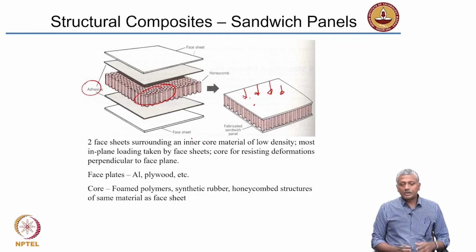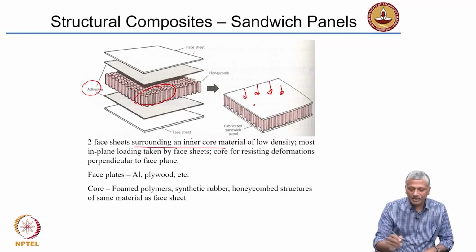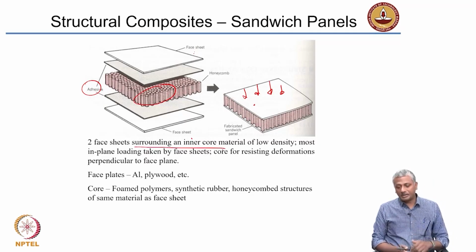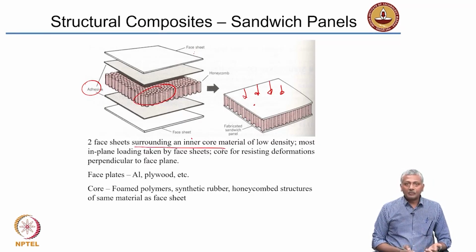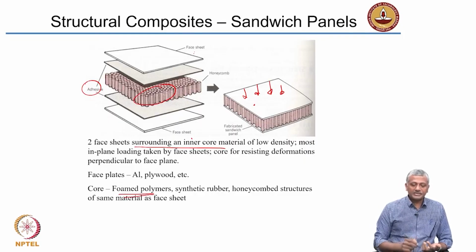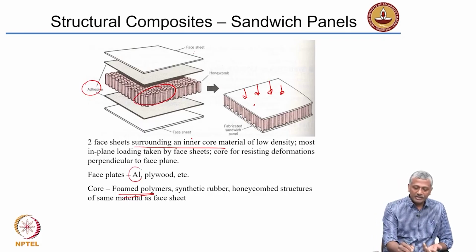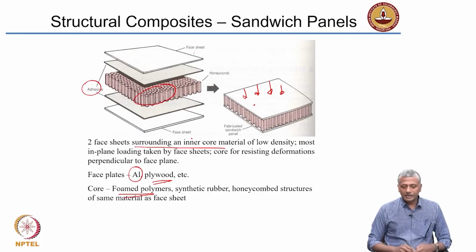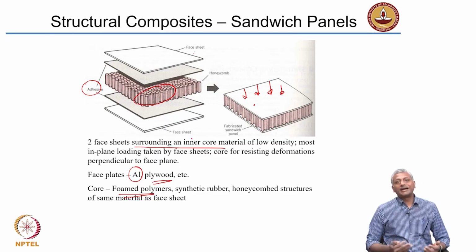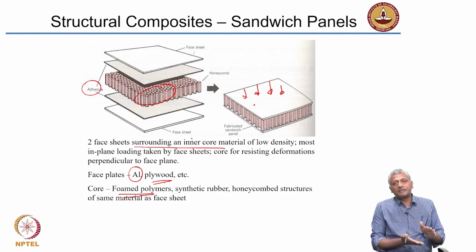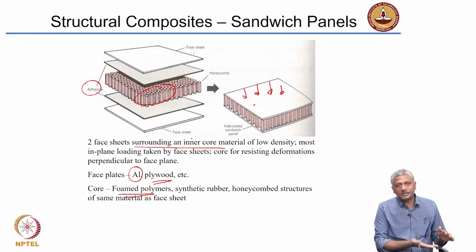So there are two face sheets surrounding an inner core material of low density. Mostly we use honeycomb material or foamed polymers at the core. The face plates are typically aluminum, but we can also use plywood. These are called structural composites, because the materials are combined to work structurally together. They are not intimately mixed together.